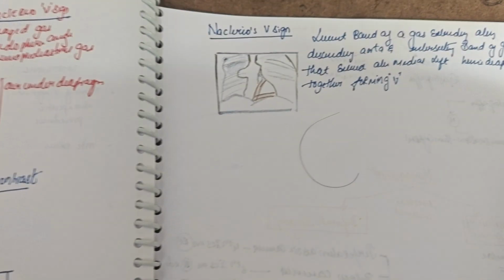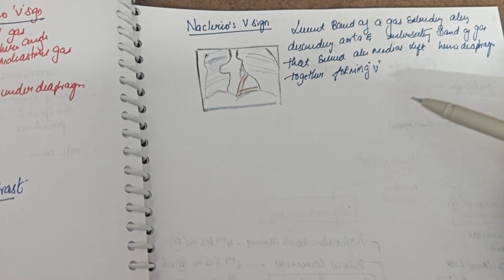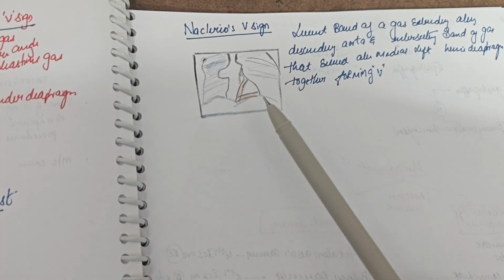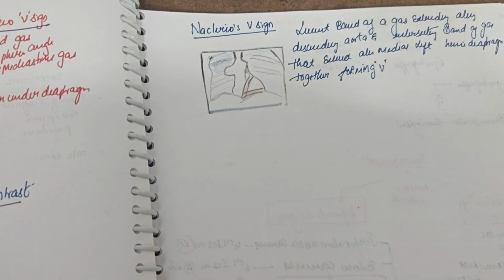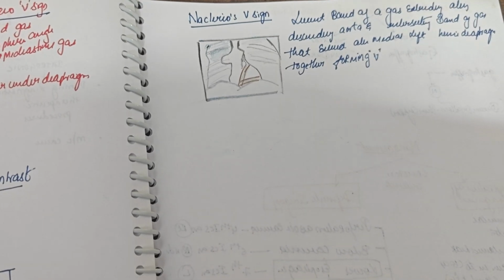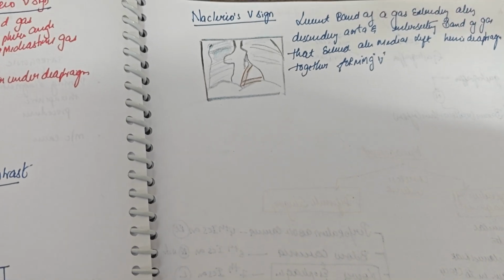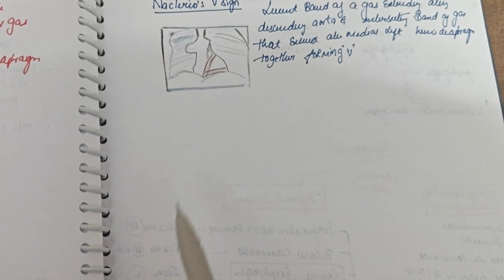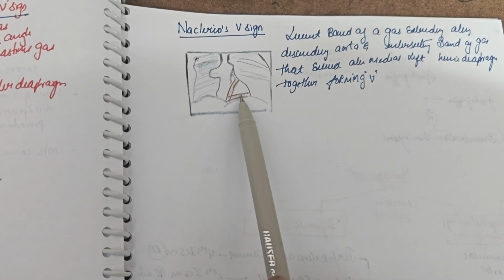So this is an X-ray which tells there is a Naclerio's V sign. What is Naclerio's V sign? Now if you observe carefully, there is a band of gas extending along the descending aorta, right, and intersecting, and remember that an intersecting band of gas that extends at the medial aspect of the left hemidiaphragm, forming a V shape. So this is the V shape, right?